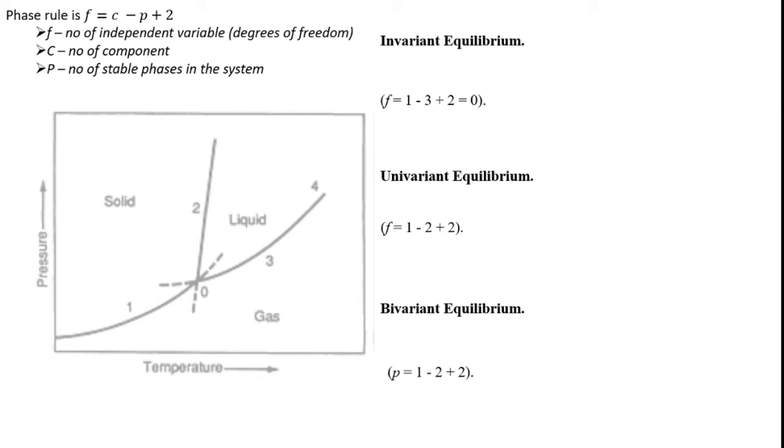Equilibrium also has subdivisions, which are invariant equilibrium, univariant equilibrium and bivariant equilibrium. We can classify them with the phase rule. In that, what is invariant equilibrium? Invariant equilibrium can be explained with the phase rule as f = 1 - 3 + 2 = 0. Here 1 is the number of components, and 3 is the number of stable phases, and f, the degrees of freedom, is to be found. Here the invariant equilibrium is explained with the stable equilibrium.